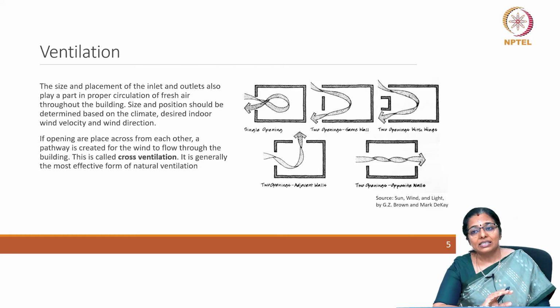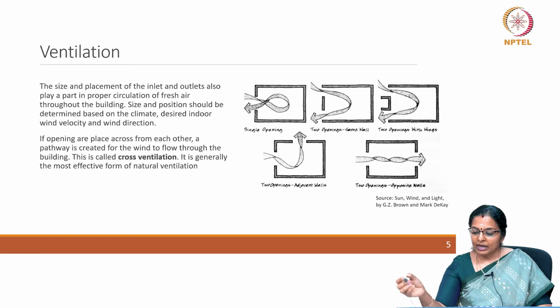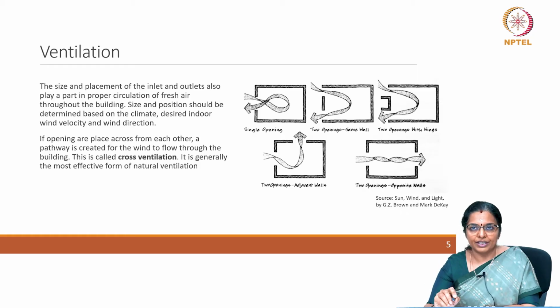Now, the size and placement of the inlet and outlet also plays a part in proper circulation of fresh air throughout the building. Size and position should be determined based on the climate, desired indoor wind velocity and wind direction. If openings are placed across each other, then a pathway is created for the wind to flow through the building, and that is called cross ventilation.